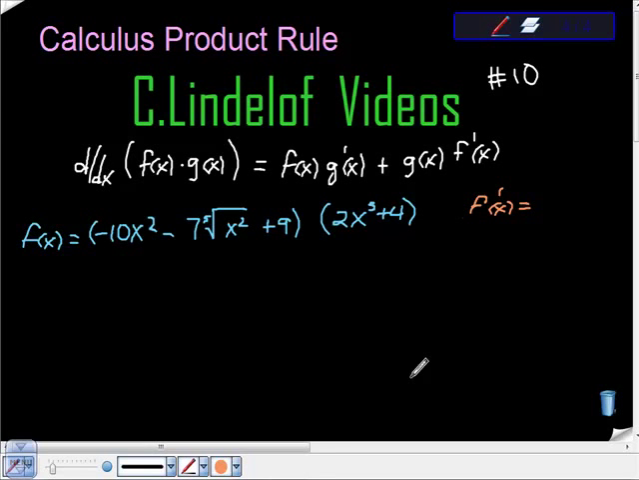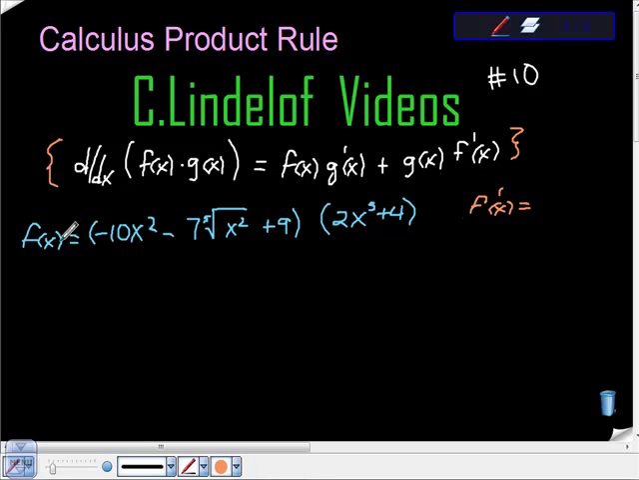Calculus, product rule, number 10. So I guess the first thing I'd start with is this: here is the product rule. What it suggests is that if we want the derivative of one function multiplied by another function, one way we could get that is to take the first function times the derivative of the second function plus the second function times the derivative of the first.